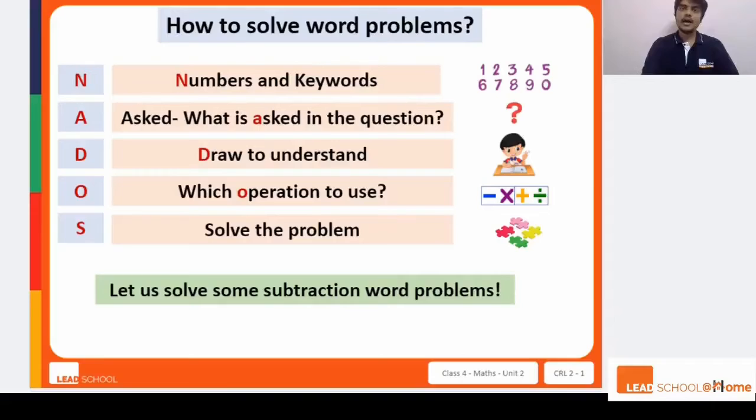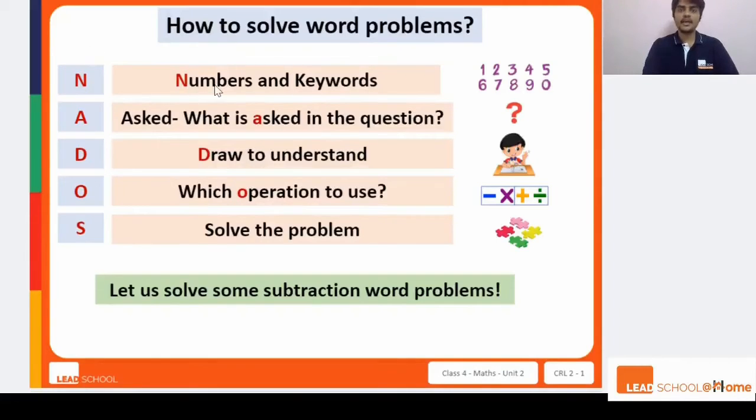Alright students, the next topic that we are now going to revise is how to solve word problems. Let us now see how we do that. To solve word problems, we follow a 5-step method called the NADOS method.